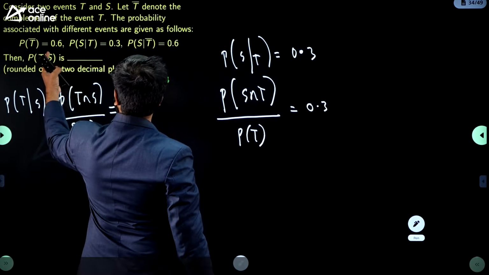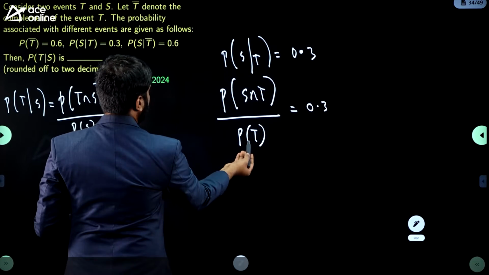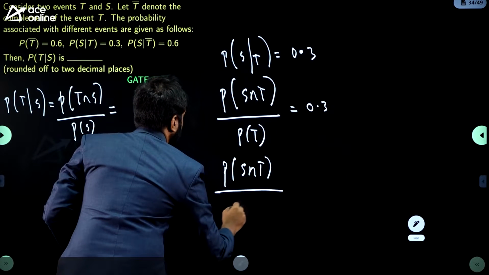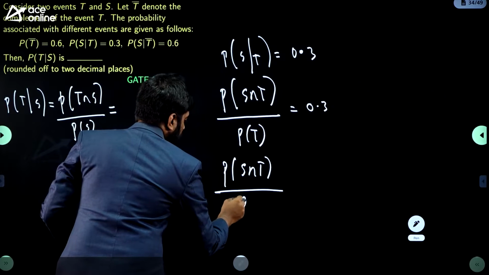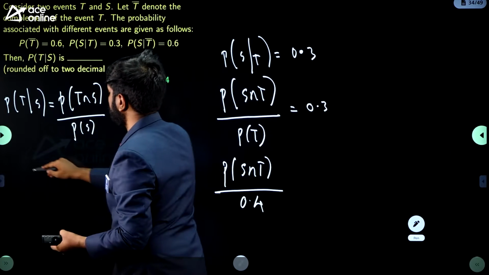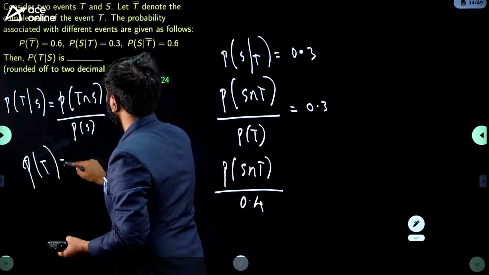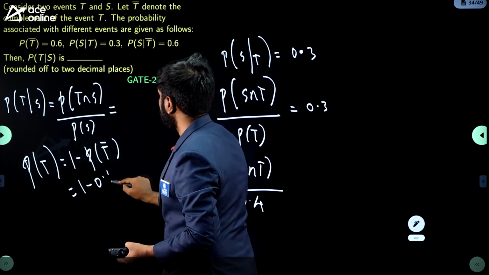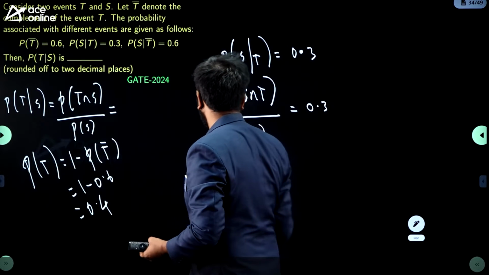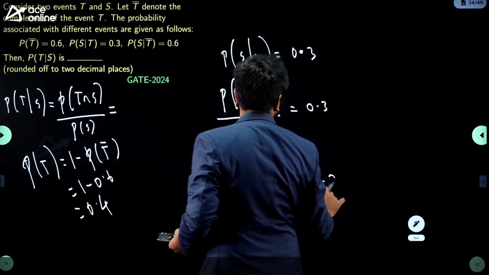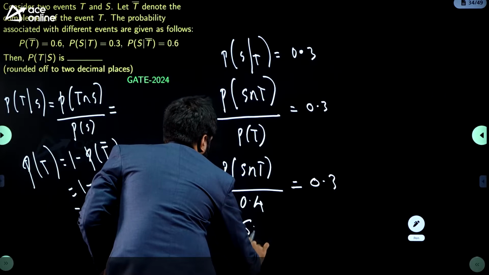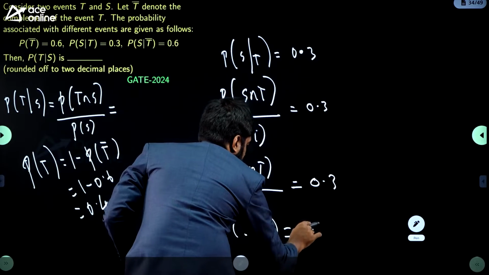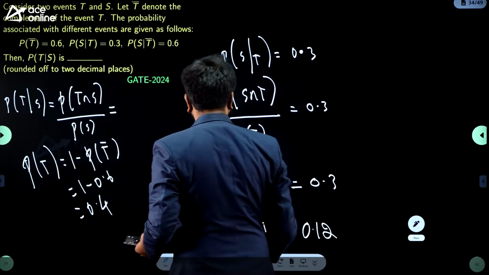Now, since the probability of t complement is 0.6, what would be the probability of t? The probability of t is 1 minus the probability of t complement, 1 minus 0.6 is 0.4, and you can utilize that here. So how much is the intersection now? The probability of S intersection t is 0.3 into 0.4, which is 0.12. Okay, so we got the numerator.